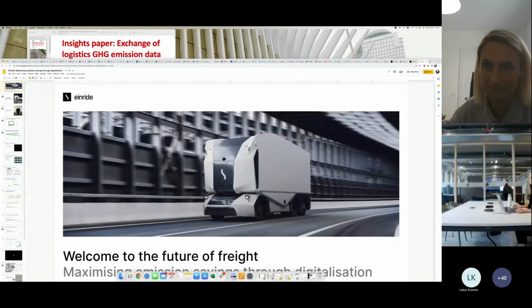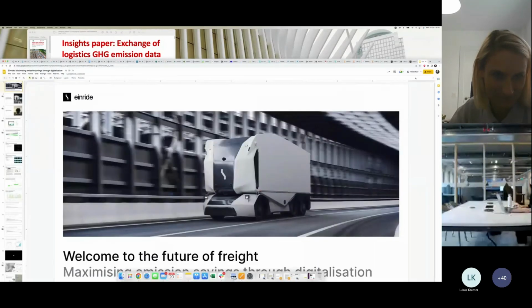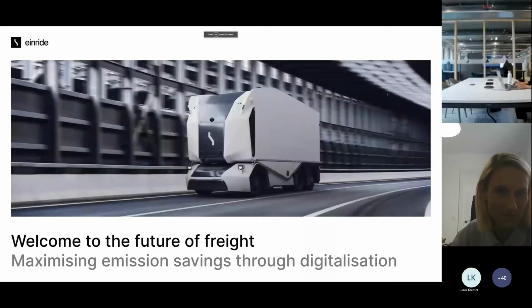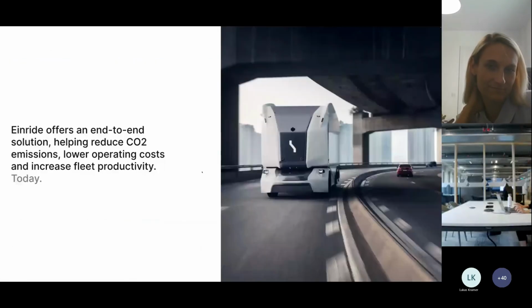Okay. Can you see the slides? Yes, maybe you could just put it in presenter mode so we can see it better. Yes, perfect. There we go. Okay, great. That's working.